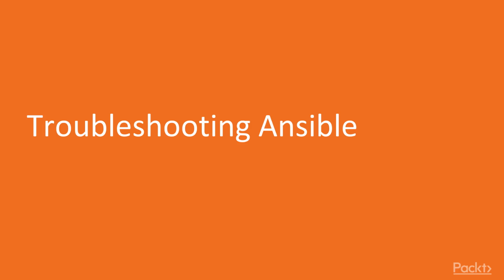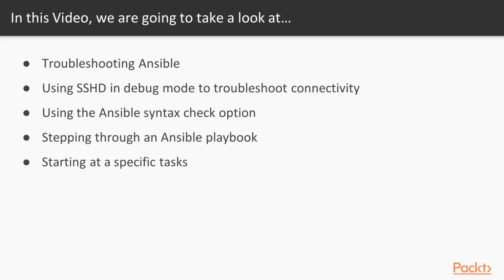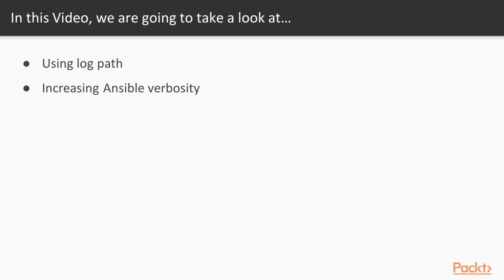Hello and welcome to the first video of this section, Troubleshooting Ansible. In this video, we're going to take a look at troubleshooting Ansible. We'll be looking at how we can use the SSH daemon in debug mode to troubleshoot connectivity, using the Ansible syntax checking option, stepping through an Ansible playbook, starting an Ansible playbook at a specific task, using logpath for logging, and finally increasing the Ansible verbosity.